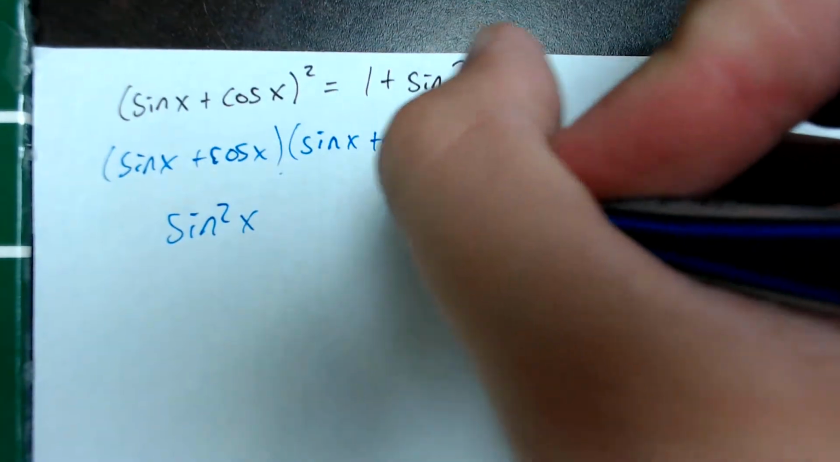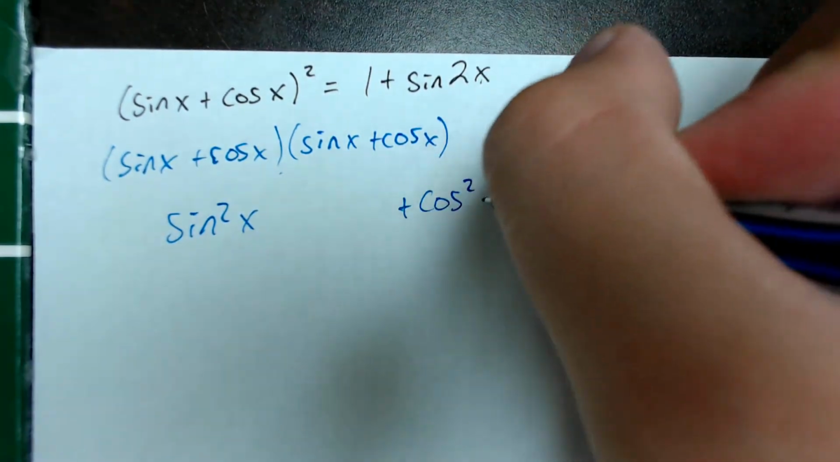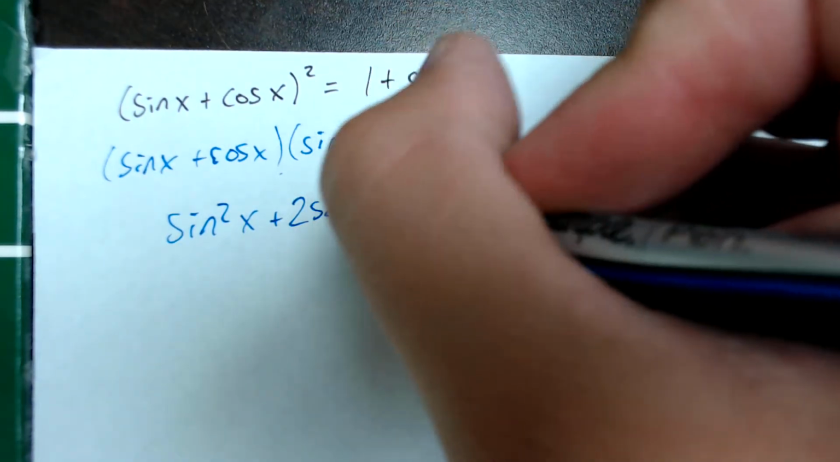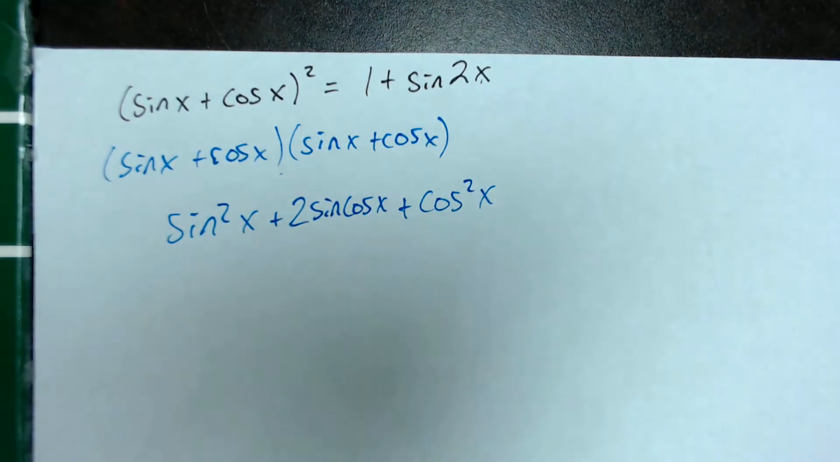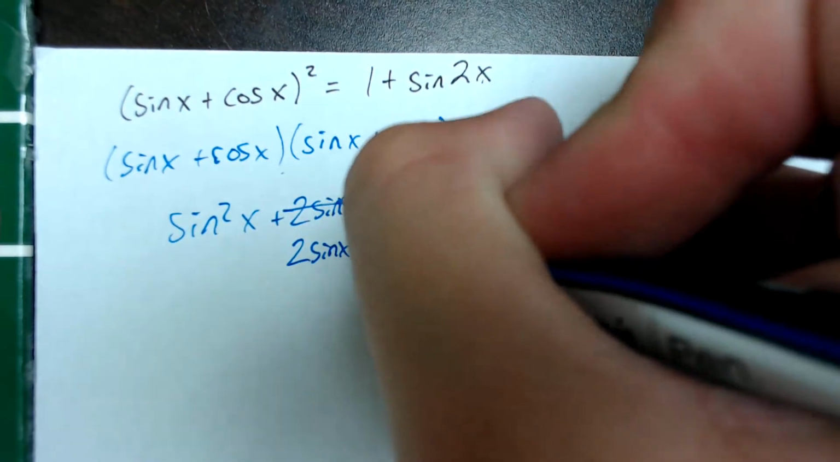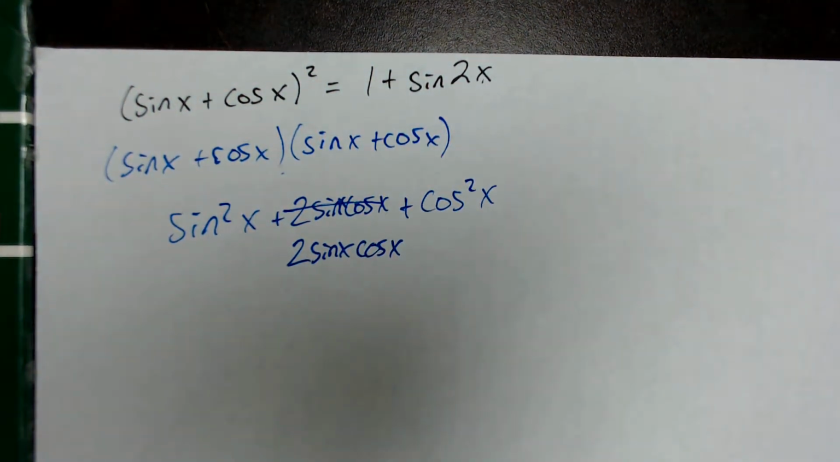Sine of x plus cosine of x times sine of x plus cosine of x. First times first gives me sine squared of x. Last times last gives me plus cosine squared of x. And then the middle is just going to end up being plus 2 sine of x cosine of x. Sorry, I missed one. Let's write this the correct way: sine of x cosine of x. There we go.